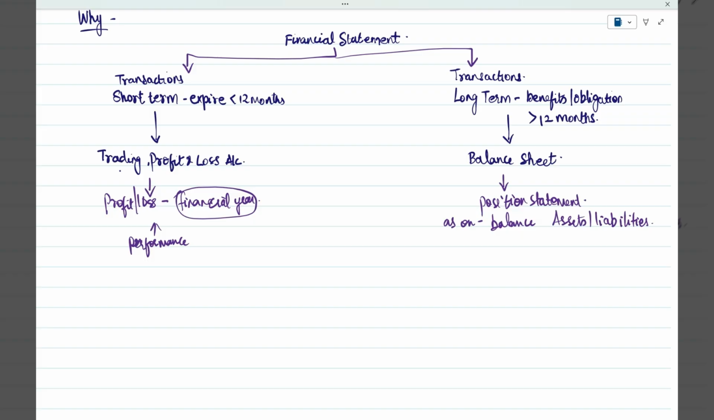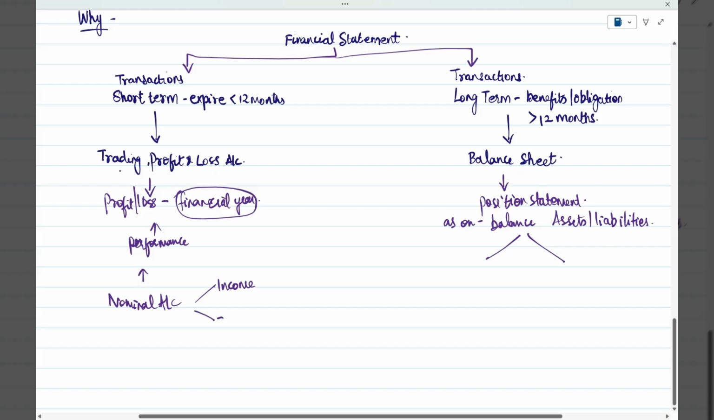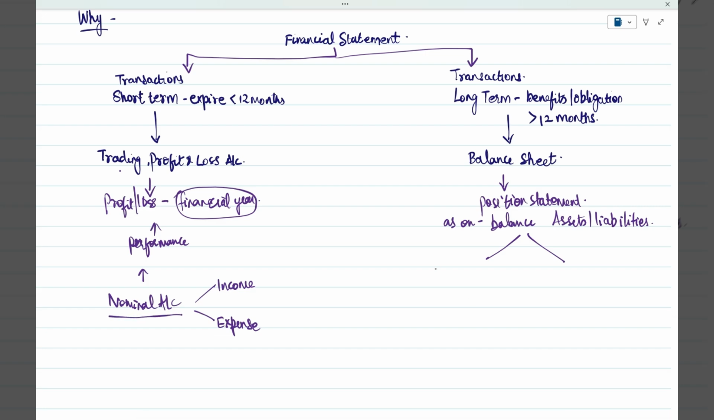Having understood this, now let us identify these three categories of accounts. All the accounts which pertain to the trading and profit and loss account are nominal accounts. When I say nominal account, it includes all your incomes and all your expenses. All these incomes and expenses are categorized as nominal accounts. And all those accounts which relate to balance sheet items can be classified as personal accounts and real accounts.